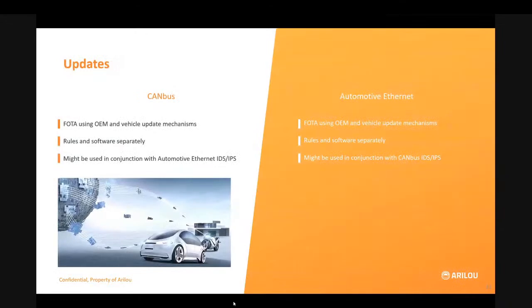Looking at updates, it's a very similar process, going using FOTA, using the OEM mechanism. The most important thing to keep in mind from this slide is that the rules and the software can be updated separately. So if there is a change in the rules, for example, new software was downloaded into an ECU, and new messages will appear on the bus, and those messages need to be whitelisted, then the associated rules need to be updated. So those two things need to happen in tandem, not necessarily updating the IDS software. Those are the two things that would happen: updating rules and updating the software.